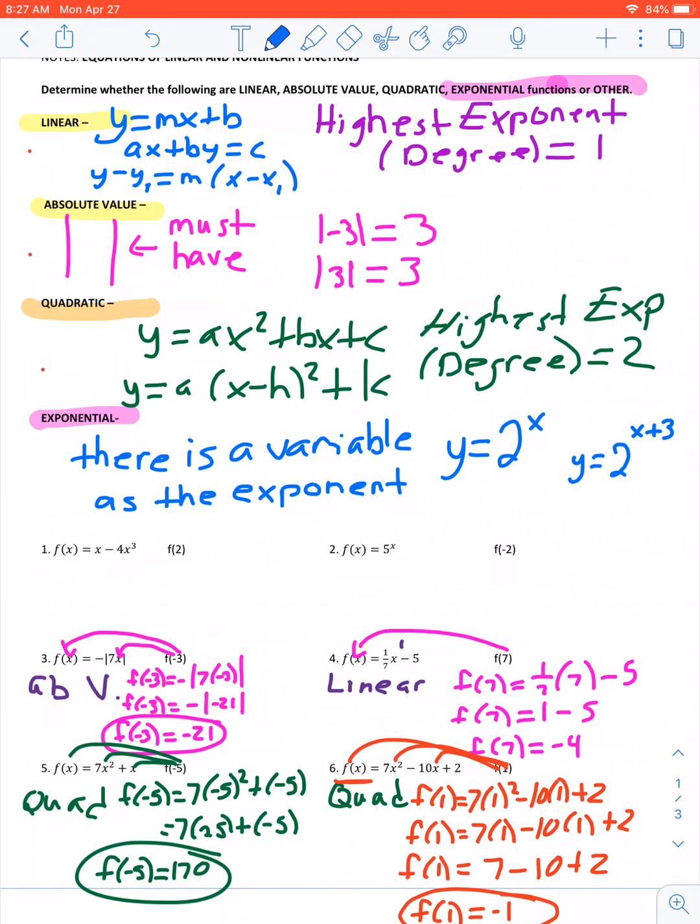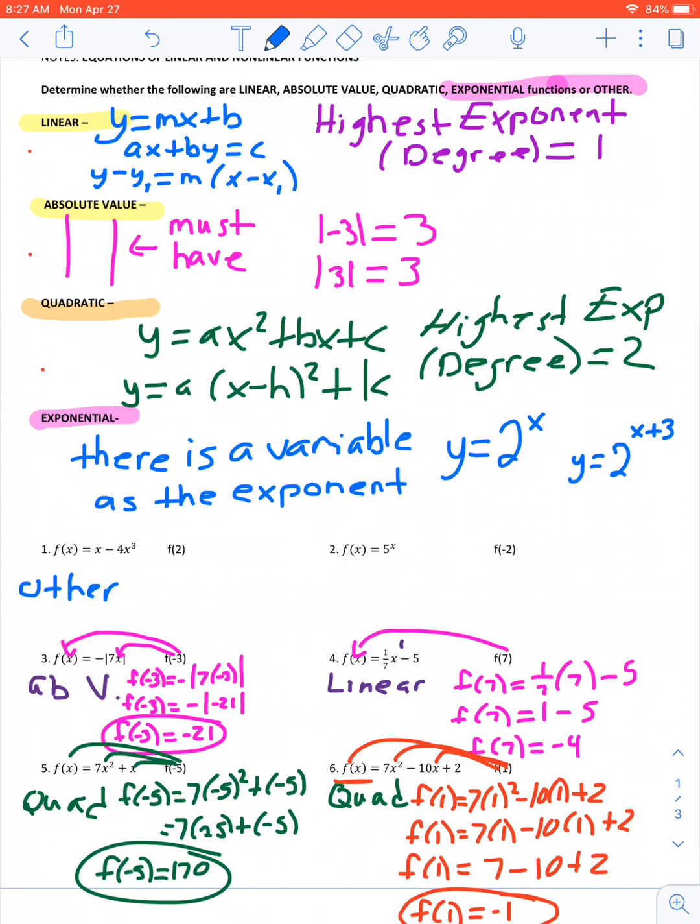So let's go through. We only have a few problems we haven't classified. Number one, the exponent is a 3, the highest exponent. That's also the degree. So number one, the degree is 3. That doesn't fall into linear, absolute value, quadratic, or exponential. So number one would be other.